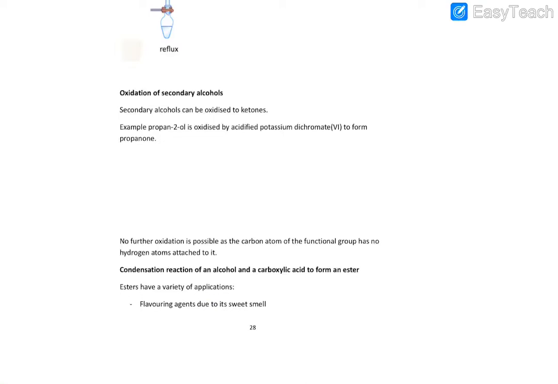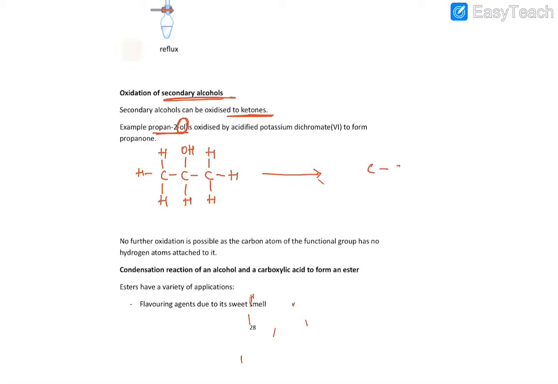Okay. Now, secondary alcohols will also undergo oxidation, and it's going to be oxidized to ketones. There's just only one step of oxidation for secondary alcohols because there is no other possibility of oxidation. So, for example, propanol here, so propane, and then the OH is on the second carbon. So propanol is acidified by potassium dichromate 6 to form propanon. So propanon, you're going to have a double bond O here. So this is propanon, and there is no other possible oxidation. You cannot add an O anywhere else. So that's the maximum oxidation.